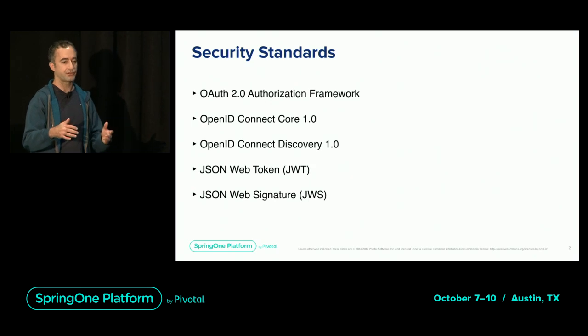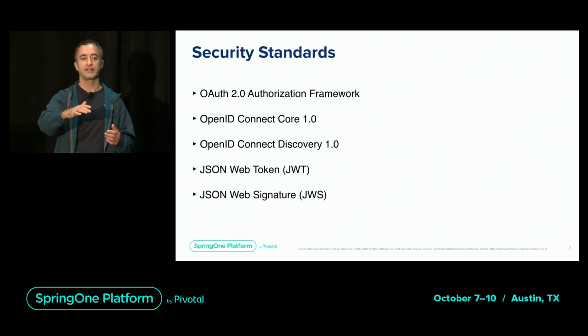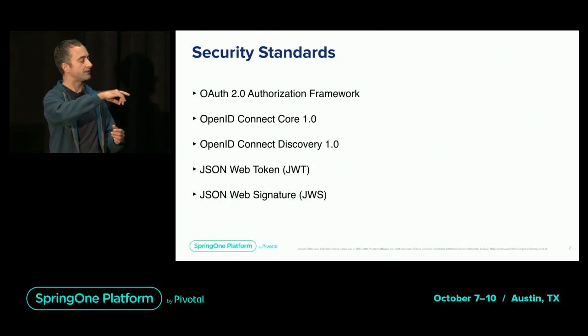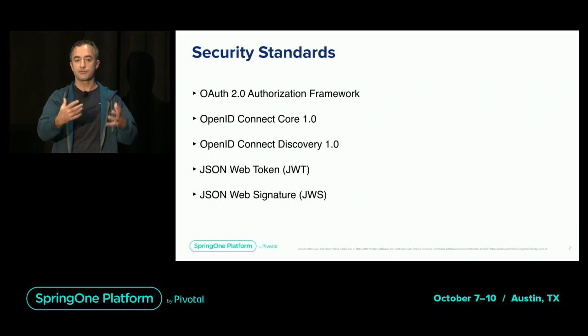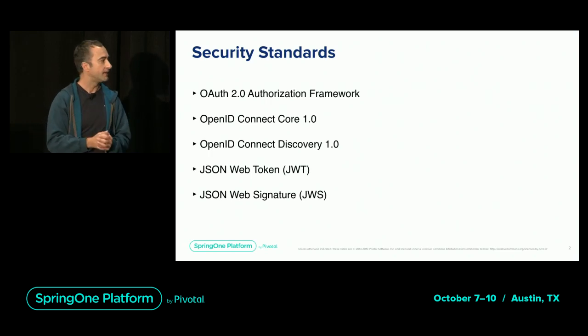But it's all about authorization, right? OAuth2 has nothing to do with authentication. That's where OpenID Connect comes in. OpenID Connect is basically an extension on top of OAuth2 that provides authentication, and it introduces the ID token, right?